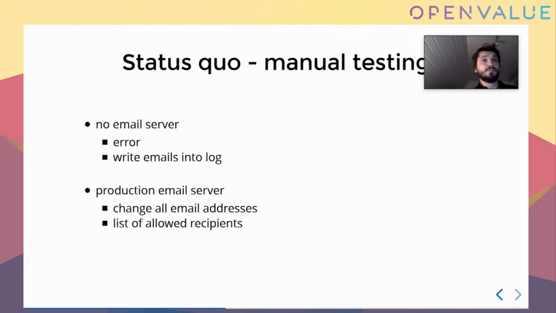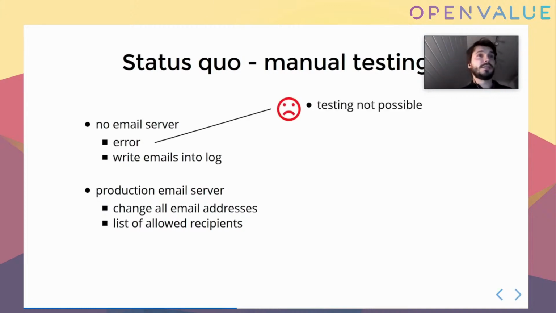So before we look into how an optimal solution might look like, I'd like to show you how setups in current projects look like. And for that, I asked some colleagues, and I also used my personal experience to gather some information. Manual testing essentially boils down into using no mail server at all, or to use the production mail server.